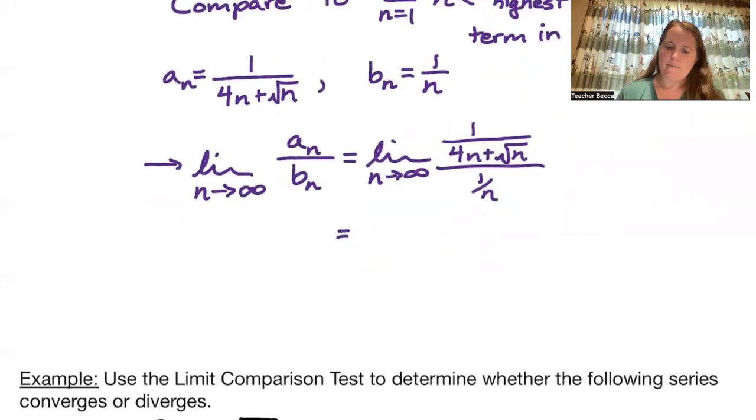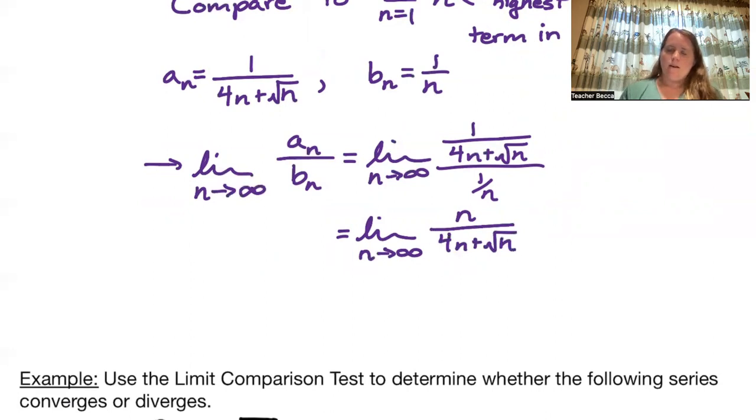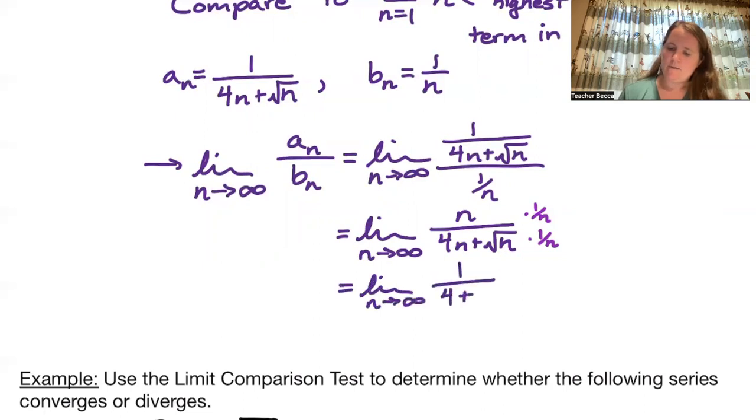And of course, that is the same thing as the limit as n goes to infinity of n over 4n plus the square root of n. If we just multiply by 1 over n up top and down below, this becomes the limit as n goes to infinity of 1 over 4 plus the square root of 1 over n. And then as n goes to infinity, this is just 1/4. So this exists and is positive.